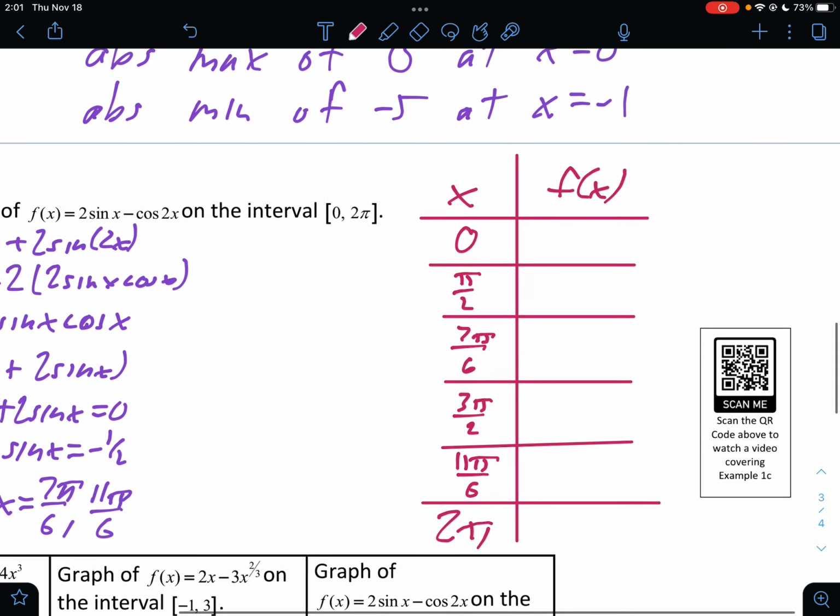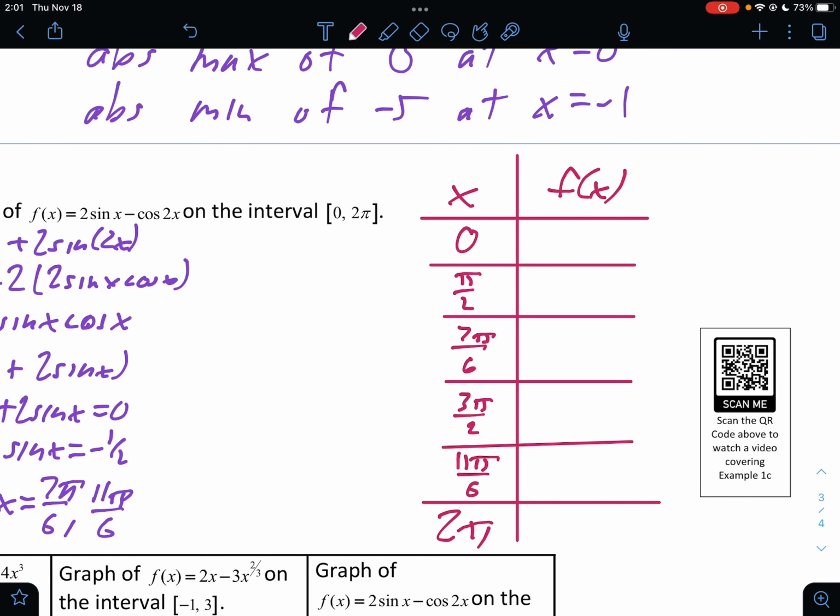All right, so we just got to take those numbers and put them into the original f of x and get back our values here. So hopefully you know your unit circle. When x is 0, we would get negative 1, and so forth and so on. So pi over 2 gives 3, 7 pi over 6 would be negative 3 over 2, 3 pi over 2 would be negative 1, 11 pi over 6 would also be negative 3 over 2, and then 2 pi would be negative 1.